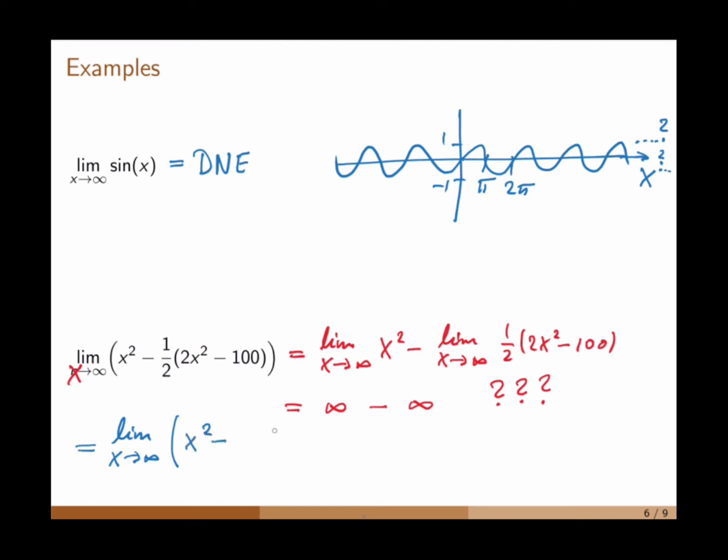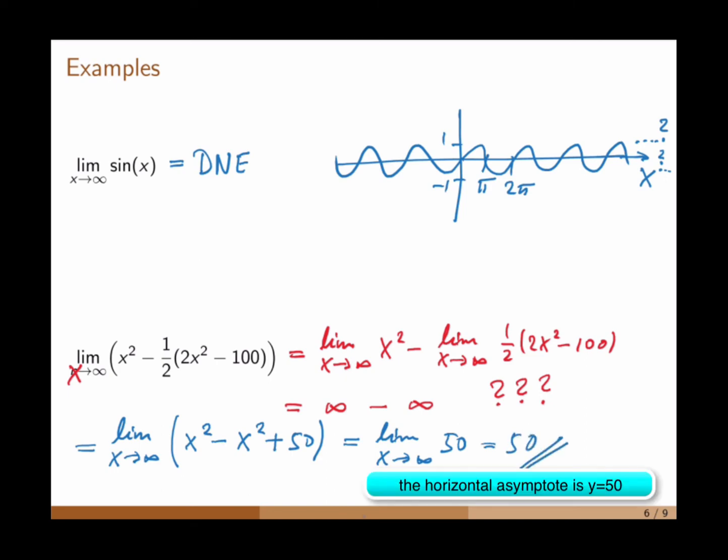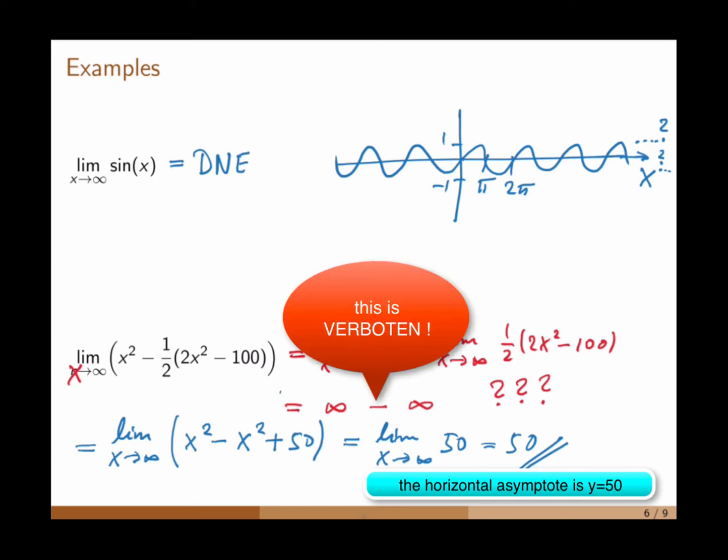So it's x squared minus, if I multiply the 1/2 by the 2x squared, then I get x squared, and then minus times minus is plus 50. Then this is limit as x goes to infinity of 50. The x squares have cancelled, so this is just 50. So the limit of this expression is 50 and not infinity minus infinity. So you need to avoid these kind of things because they don't really make sense. And the difference of infinities can be kind of anything, so here it was 50.